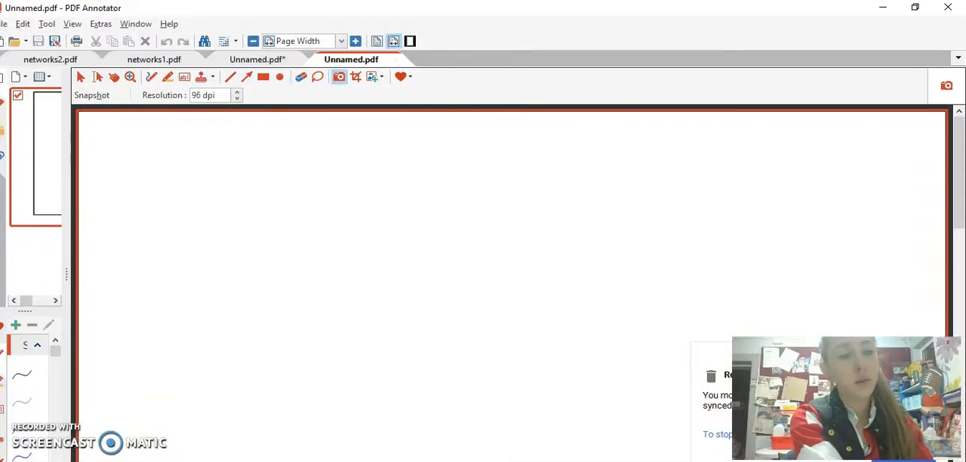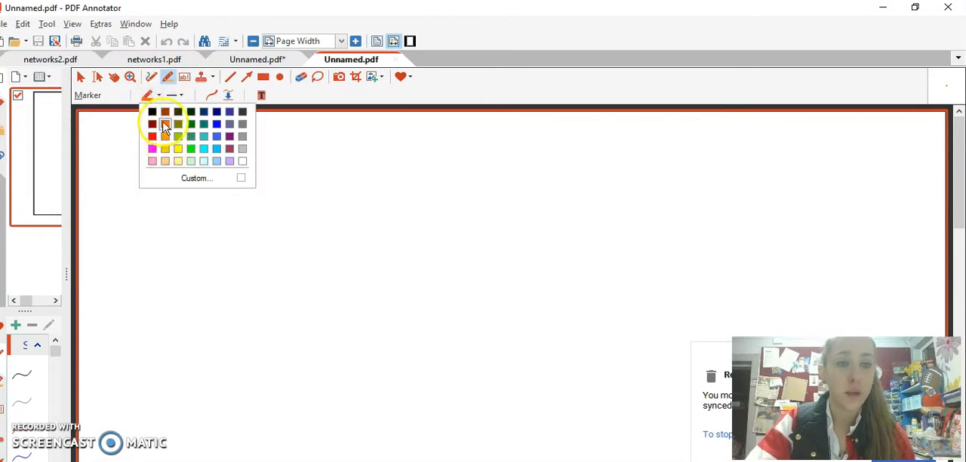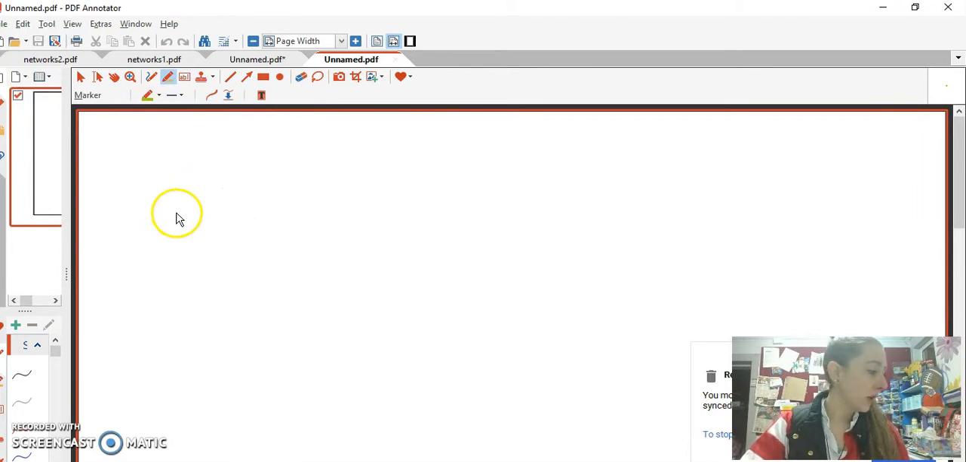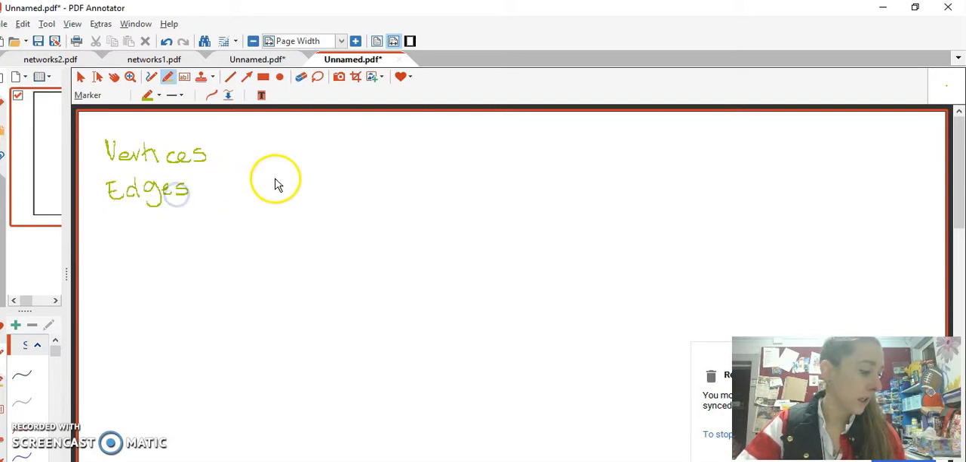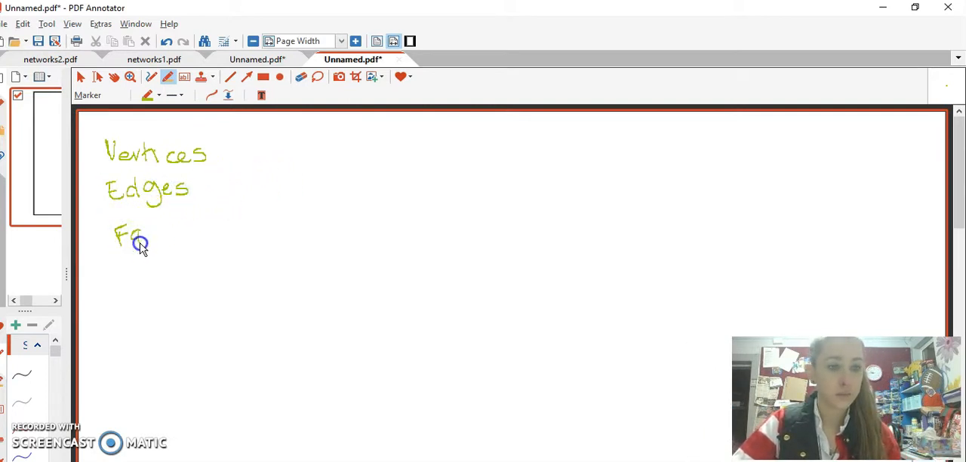Okay, so now I'm going to work through some of these prep questions in 10.1, just so that we can double check we're on the right track and we're working through this. Okay, so it's asking for, firstly, number of vertices, also edges, and finally faces.